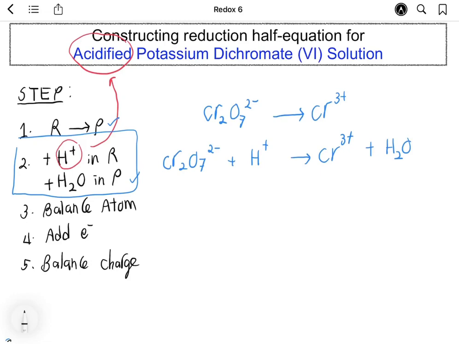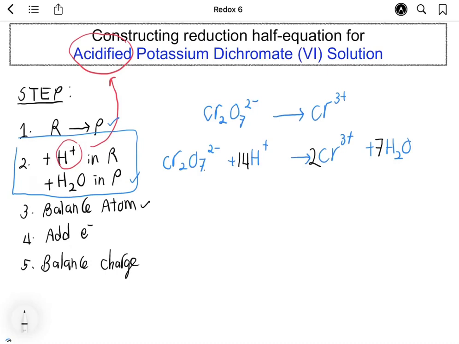There are 2 chromium in the reactant but 1 in the product. So we put coefficient 2 in the product, and there are 7 oxygen in the reactant but there is 1 oxygen in the product. So we put coefficient 7 in front of H2O. Now there are 14 hydrogen in the product, but 1 hydrogen in the reactant. So we put 14 coefficient in front of H+ ion.